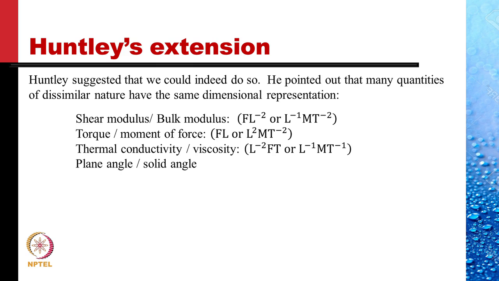He pointed out that many quantities of dissimilar nature have the same dimensional representation. Like the shear modulus and bulk modulus, both have the representation of F L minus 2, force and two dimensions of length in negative, or in the MLT system as L minus 1, M, T minus 2. The two quantities are of different nature altogether, but they have the same dimensions.